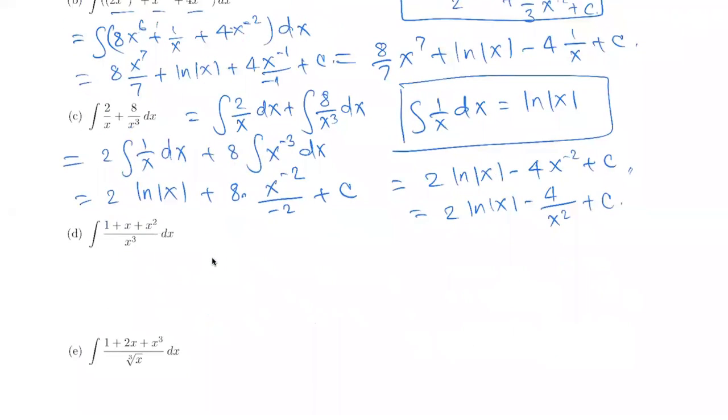Now in part D, we got a fraction. This is not new. Any idea? What are you going to do? There's a fraction, so break it apart. Yeah, break it apart. All the time, whenever you see a fraction, and if it is possible, that's the case. So we can do 1 over x cubed, x over x cubed, x squared over x cubed.